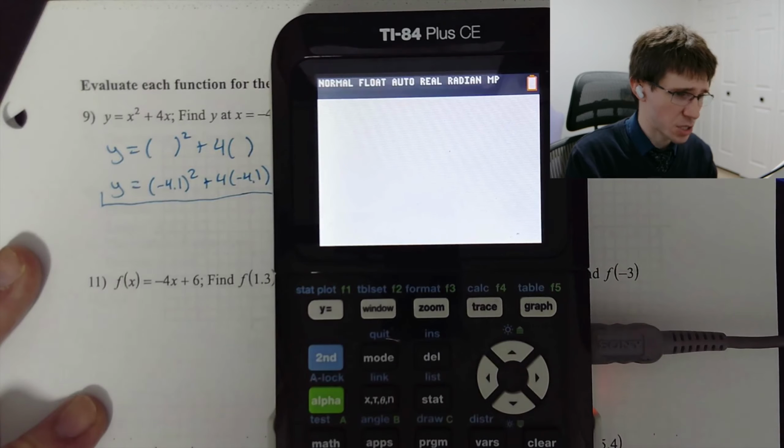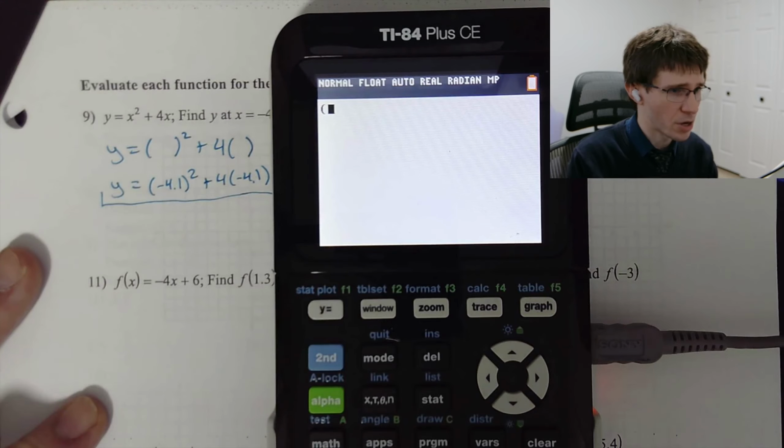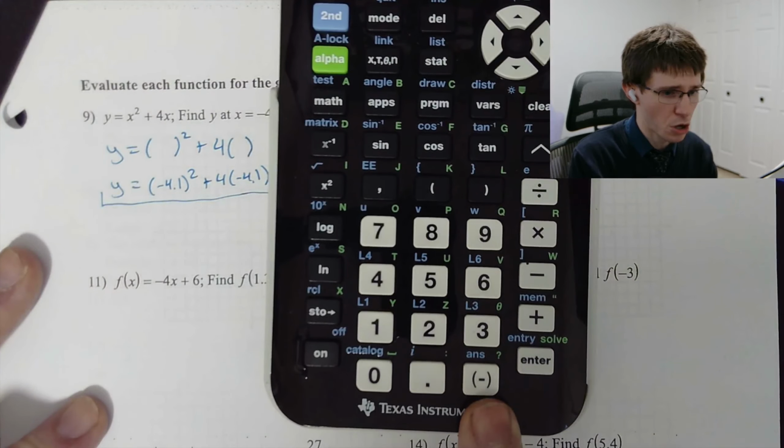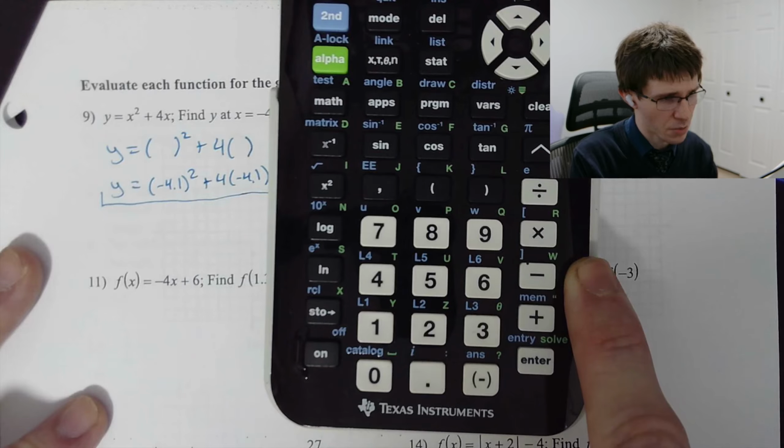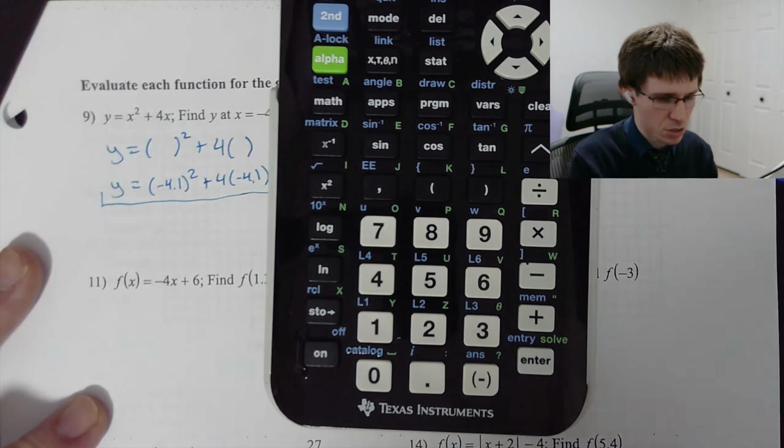Yours doesn't have to be fancy. Your calculator has exactly the same stuff. You type in a parentheses, you type the number in, and you make sure you use the small negative sign. The small negative sign makes a number negative. You only use the big negative sign over here on the right when you want to subtract two numbers.